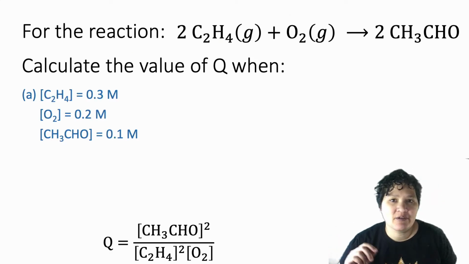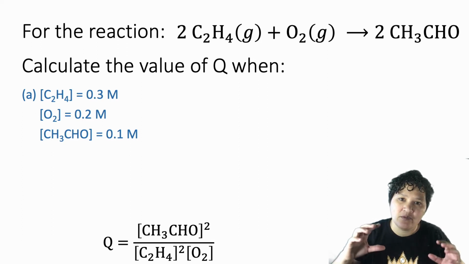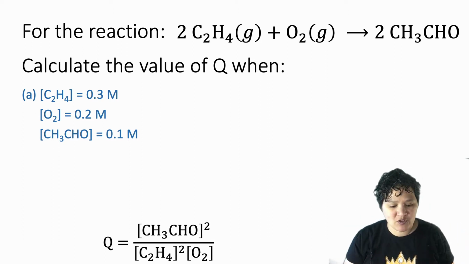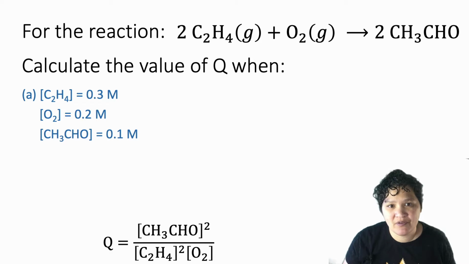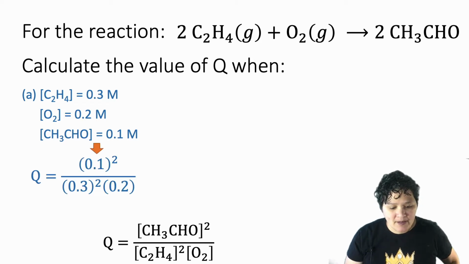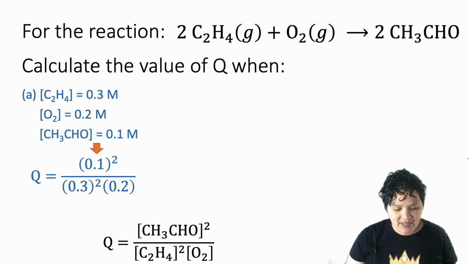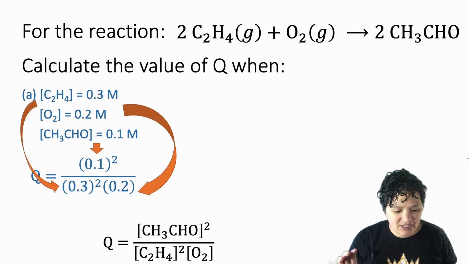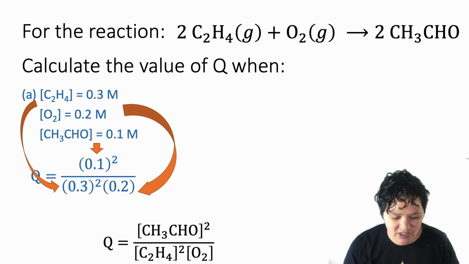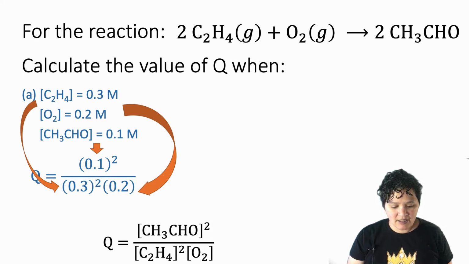So going back to this reaction that we were looking at earlier, we're asked to calculate the value of Q for this given set of concentrations. I've taken the mass action expression that we came up with earlier and popped it down at the bottom of the screen here. What we're going to do is plug the numbers that were given into that expression. On top we have the concentration of acetaldehyde, so that's 0.1 molar squared. Then on the bottom we have our ethene concentration, we're going to square that, times the oxygen concentration of 0.2. And so we can calculate then, the answer is 0.56.